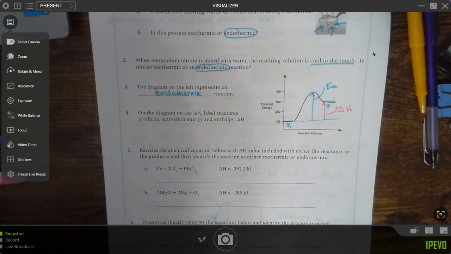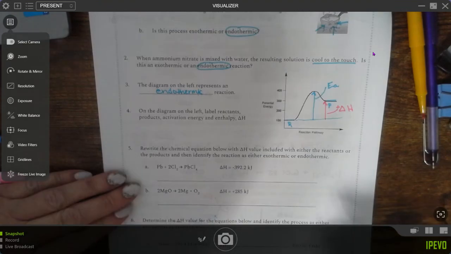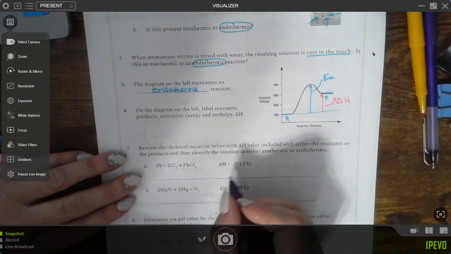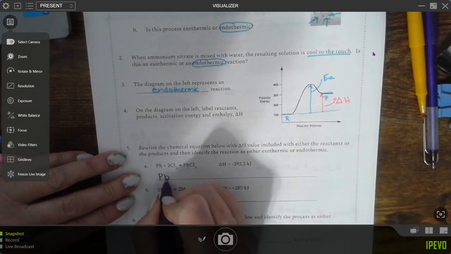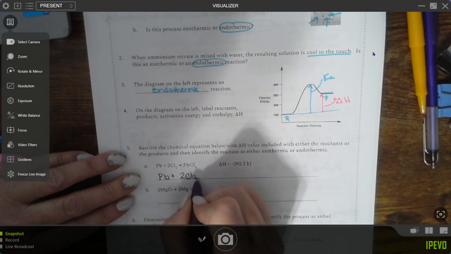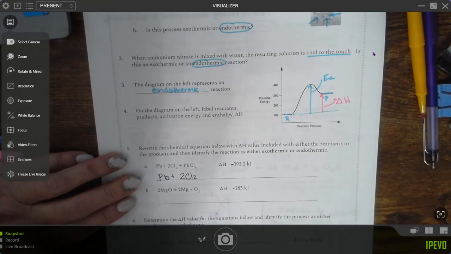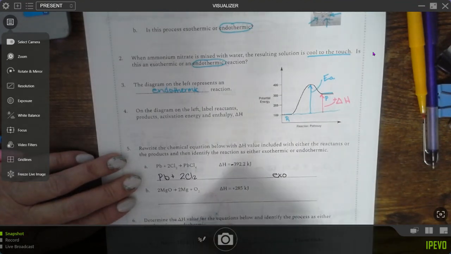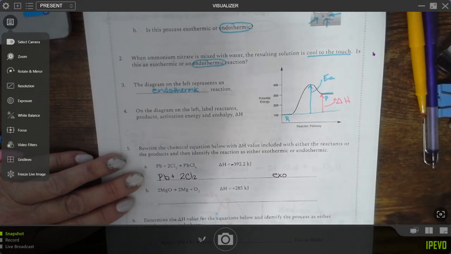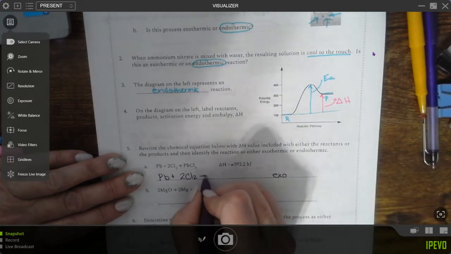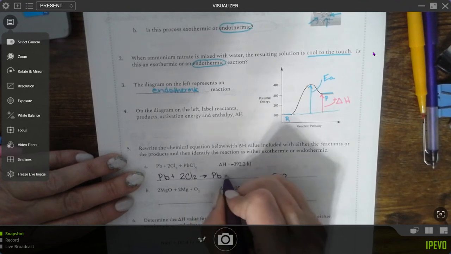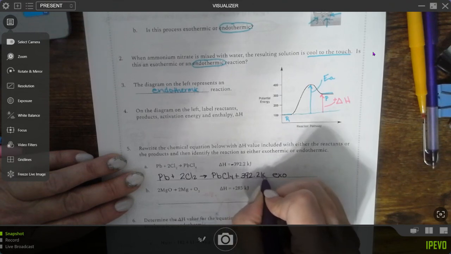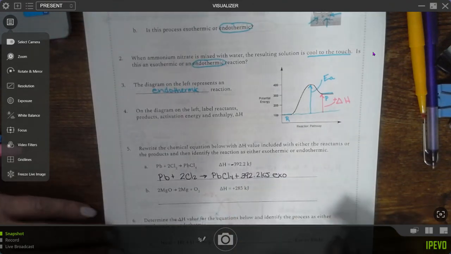Okay. All right, let's see. Rewrite the chemical equation. So this is another where we have to put the value into the equation. So Pb plus 2Cl2, this is a negative energy value, which means we have an exothermic reaction, and energy is going to be shown in the products. So we've got lead plus chlorine reacts to give us lead 4 chloride plus 392.2 kilojoules of energy released.